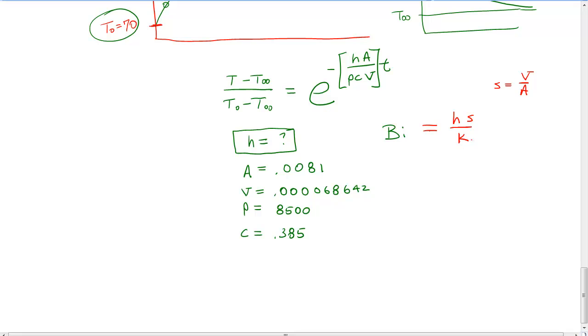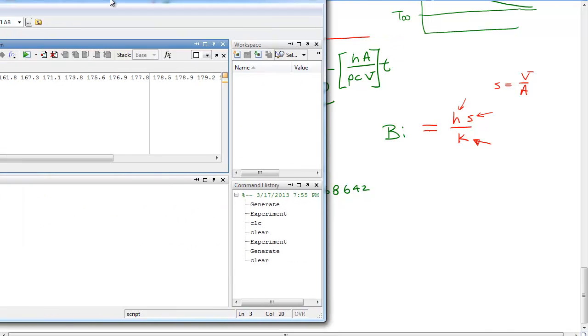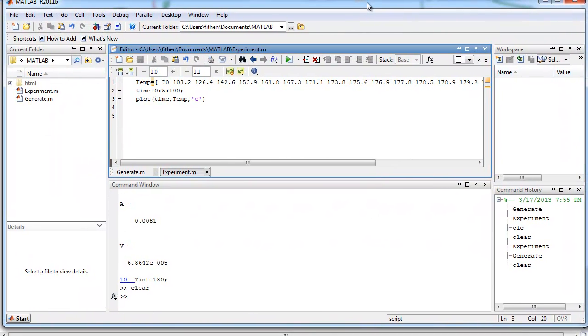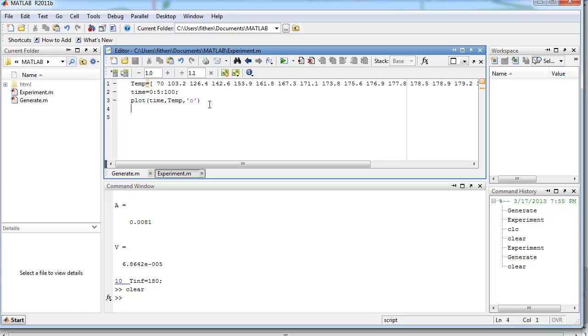So our key is, if somebody can tell me the conductivity of the object we put in there, the S and then the h, does it satisfy this? Let's check this out. Let's bring back our equation and let's take a look at something here.